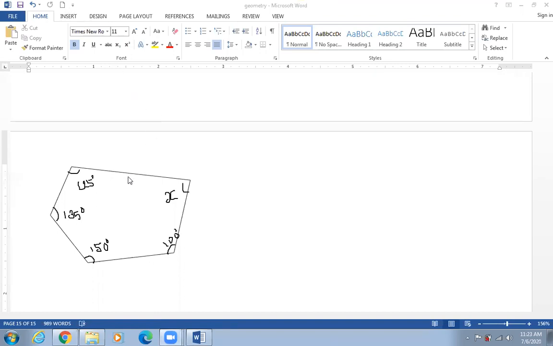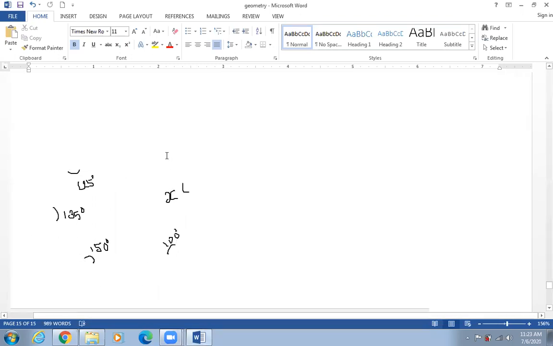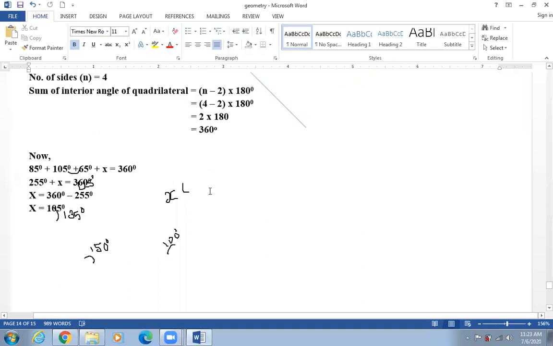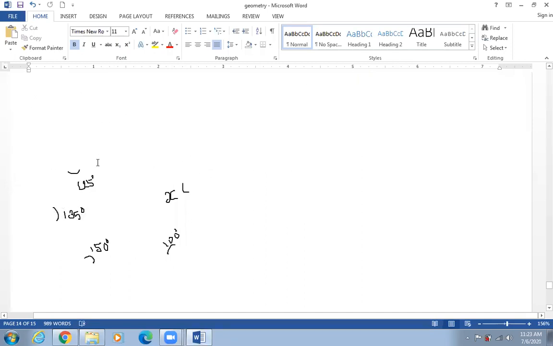First of all, find out the sum of interior angles of a triangle, sorry, of a pentagon. The name of this one is pentagon because how many sides are there? 1, 2, 3, 4, 5. Five sides are there. That means it is a pentagon. Write the number of sides, whatever we have done just before. Number of sides is 5, so find the sum of interior angles of a pentagon. Then add all these and get the answer quickly.